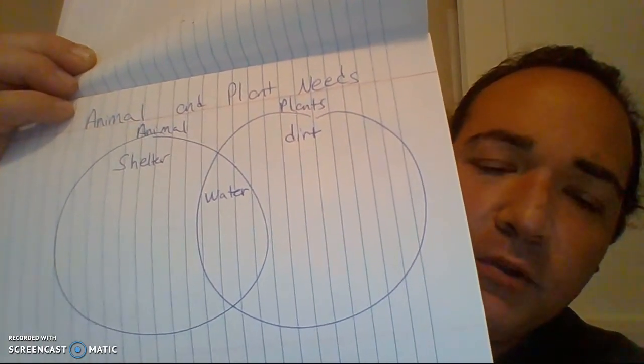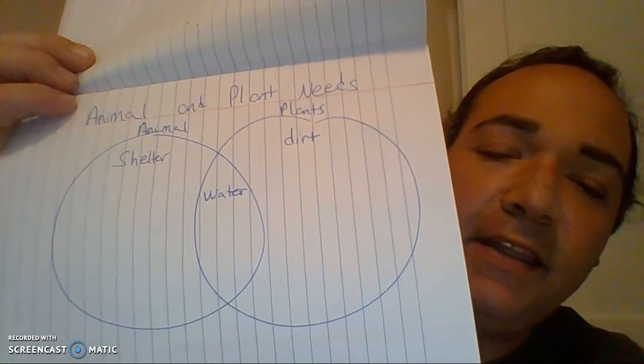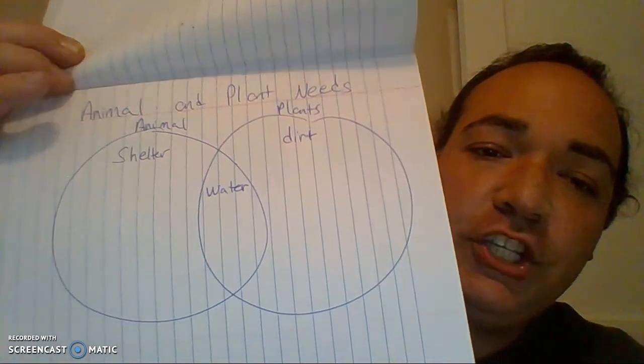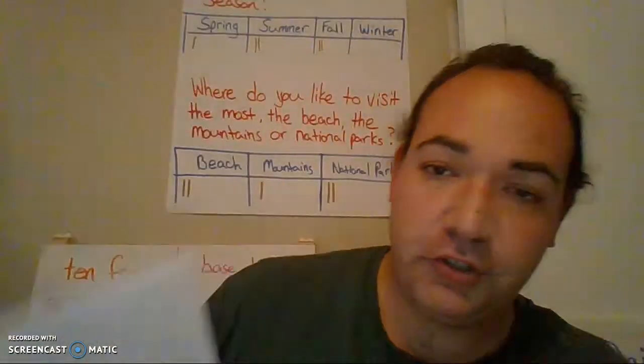So both animals and plants need water to survive. So I have that in the middle, okay? Animals need shelter to survive. Plants need dirt to survive.